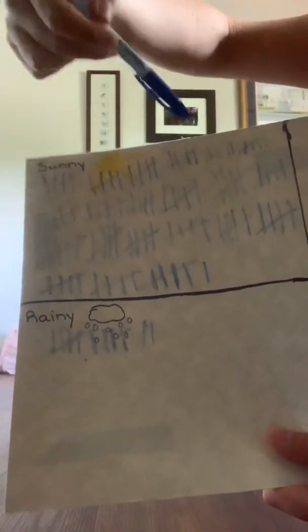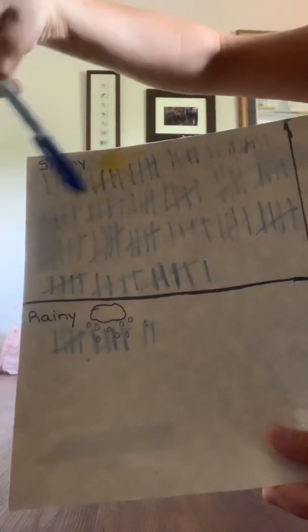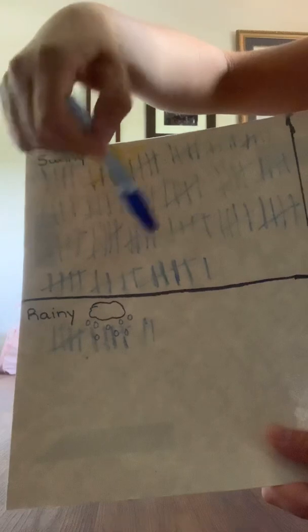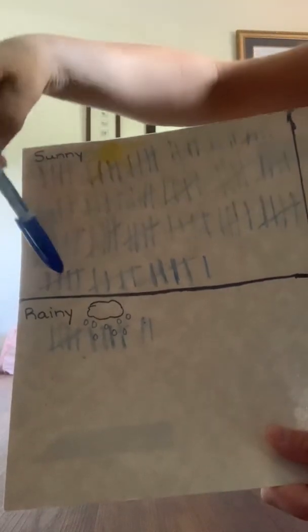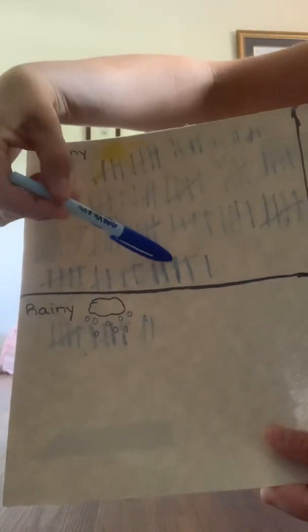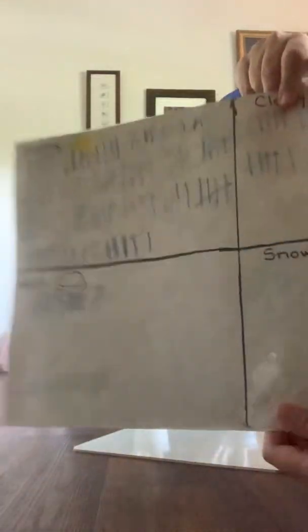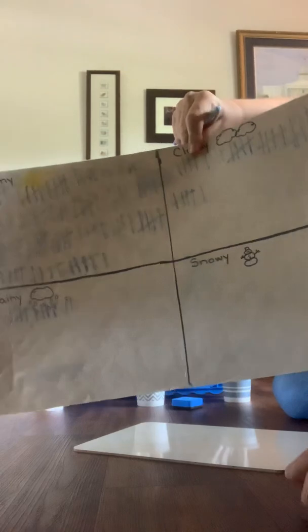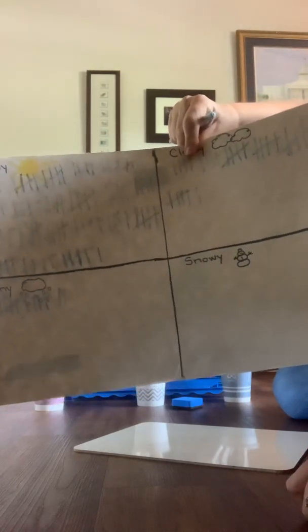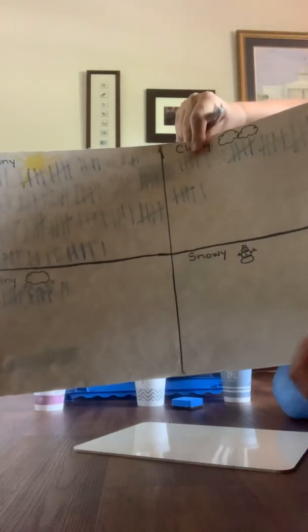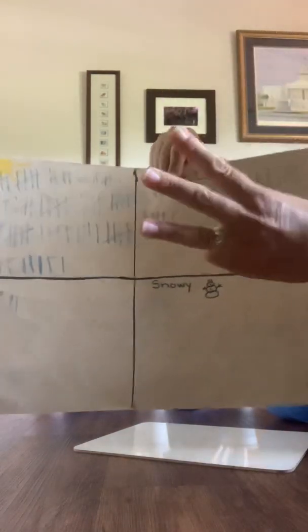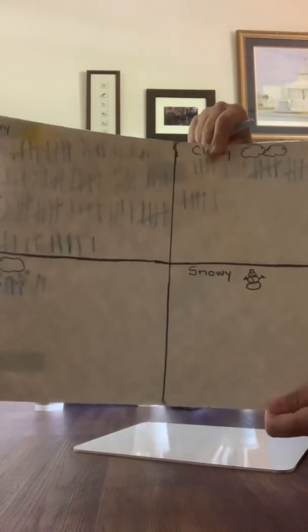5, 10, 15, 20, 25, 30, 35, 40, 45, 50, 55, 60, 65, 70, 75, 80, 85, 90, 95, 100, 105, 106. 106 sunny days. Think about all kinds of information, data you can tell just by looking at this. See if you can say out loud 3 things that you know about the weather by reading this chart.